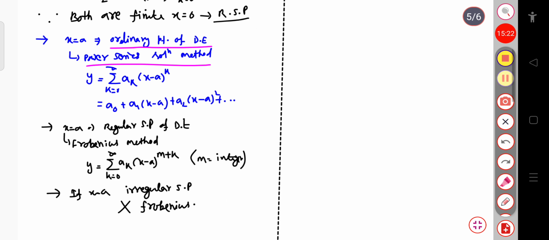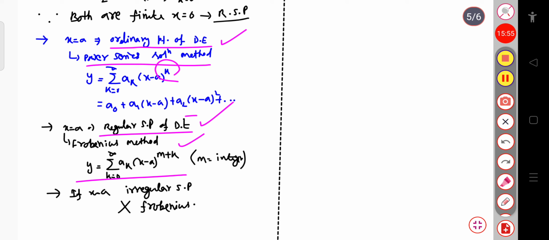For an ordinary point, you will apply the power series solution method, where the power is simply k. But when the point is a regular singular point of the differential equation, we apply the Frobenius method, and here the power is m plus k. This is the basic difference between the two methods. The power series solution method is used for the ordinary point, and the Frobenius method is used for the regular singular point of the differential equation.